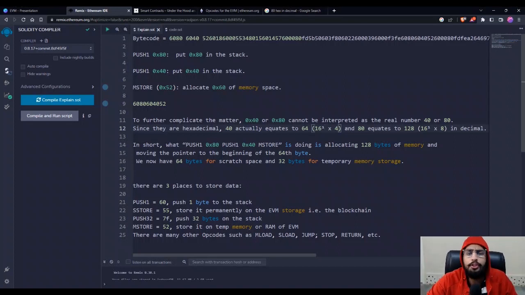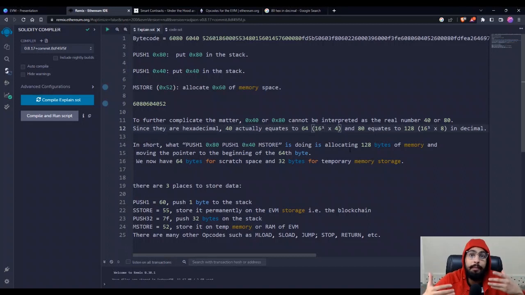Okay, so in short, what is happening under the hood is that push1 0x80 and push1 0x40 and mstore, what it is doing is allocating 128 bytes of memory, and moving the pointer to the beginning of the 64th byte. This is what it is doing in simple terms. And now we have 64 bytes for scratch space and 32 bytes for our temporary memory storage, right?